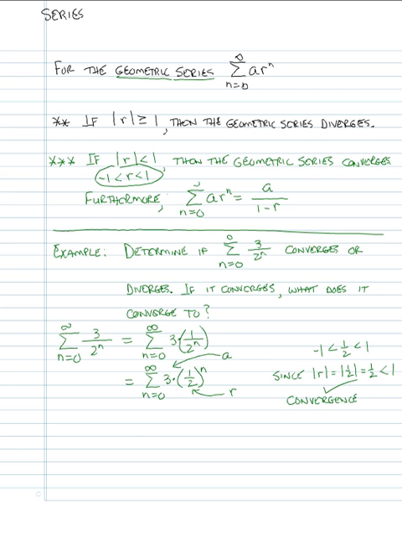Once we know that we have convergence, then the formula, remember, is a over 1 minus r. And in this case, the a is 3 and the r is 1/2. So that ends up being 3 over 1/2, and 3 over 1/2 is 6. So this sum adds to the finite number 6. This infinite sum adds to the finite number 6.